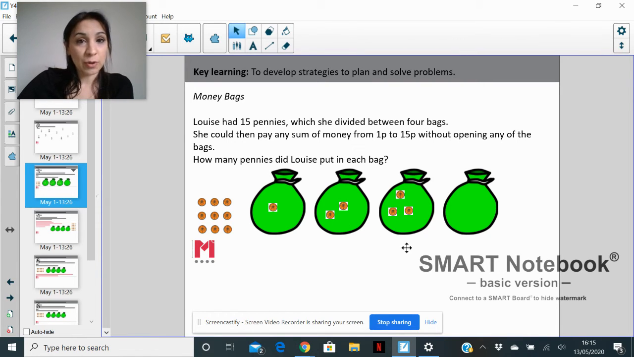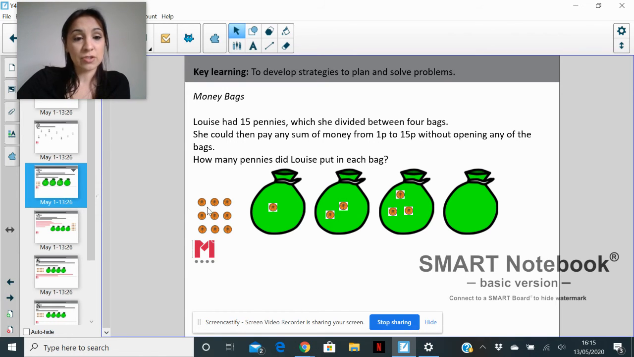You could pay for an item that costs 4p by giving them the third bag and the first bag, because 3 and 1 equals 4. You could pay for something that costs 5p by using the third bag and the second bag, because 3 and 2 equals 5. You could pay for something that costs 6p by giving them all 3 of the bags, because 3 add 2 add 1 gets you to 6. So that's how you can use the bags to pay for those different amounts.